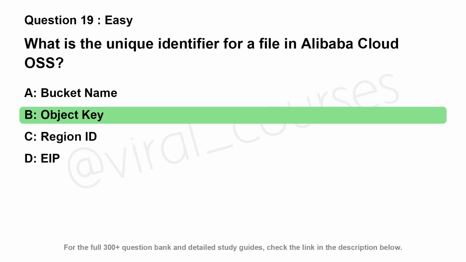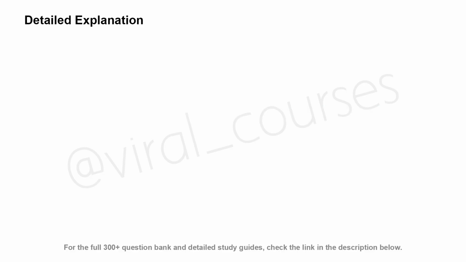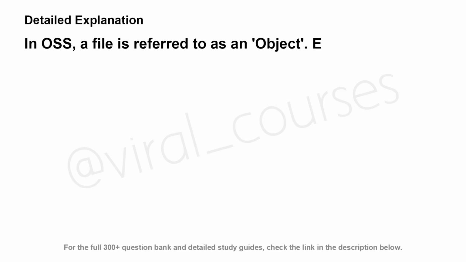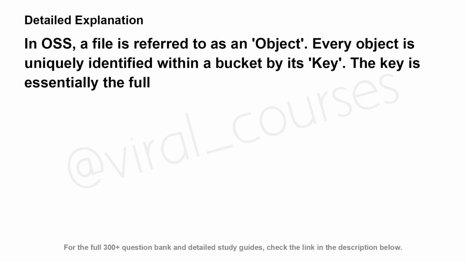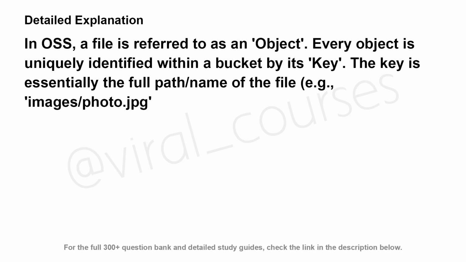The correct answer is B. In OSS, a file is referred to as an object. Every object is uniquely identified within a bucket by its key. The key is essentially the full path name of the file, e.g., images/photo.jpg.